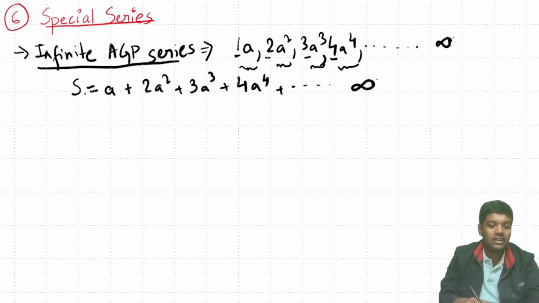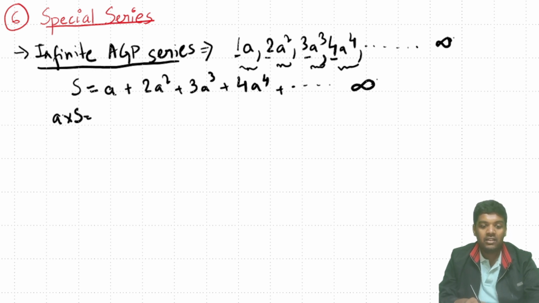So here the common ratio is a. So LHS में a से multiply किया, फिर RHS में a से multiply करेंगे. So a into s equals to, now मैंने a से multiply किया a तो a square. Now the point here is आपको एक टर्म शिफ्ट करके लिखना है.